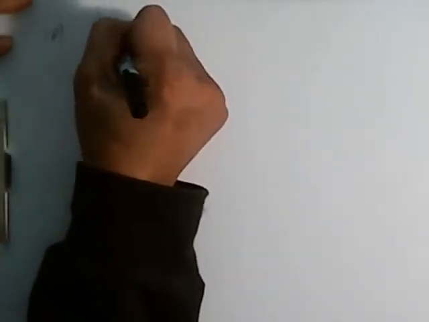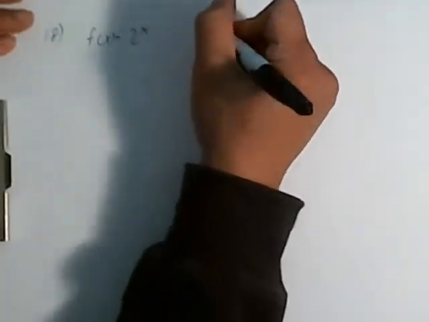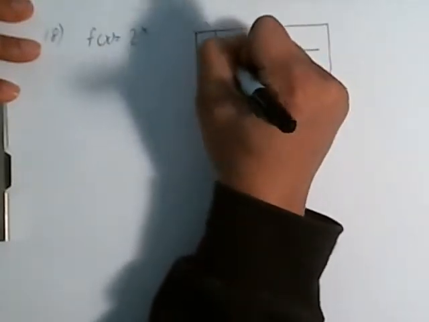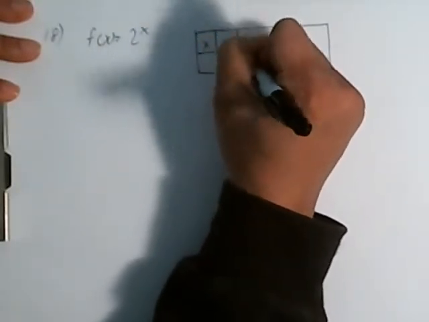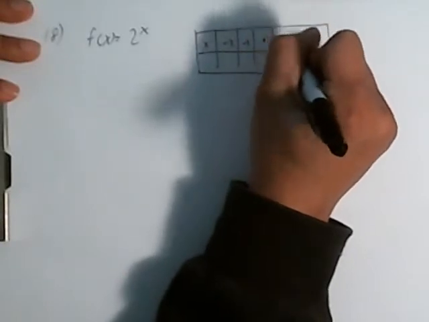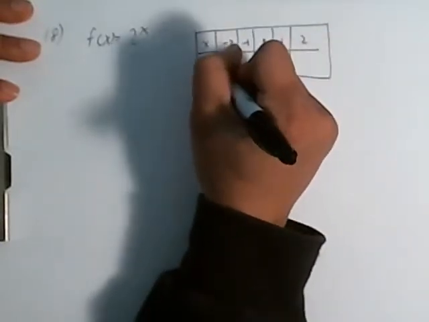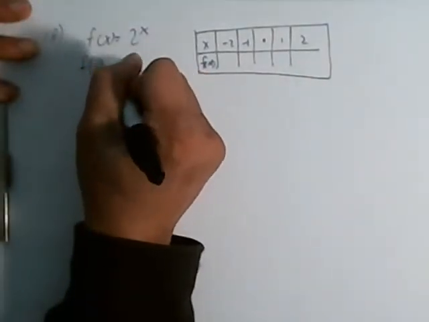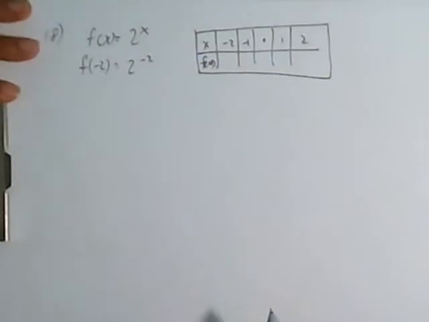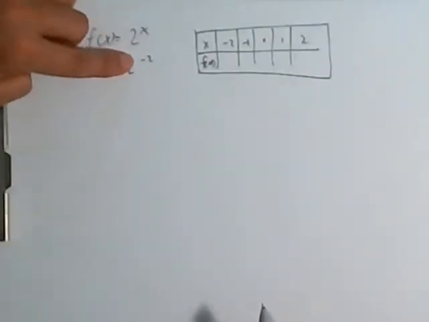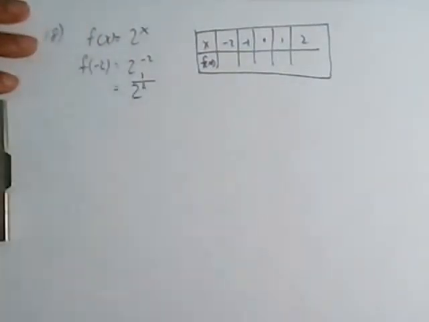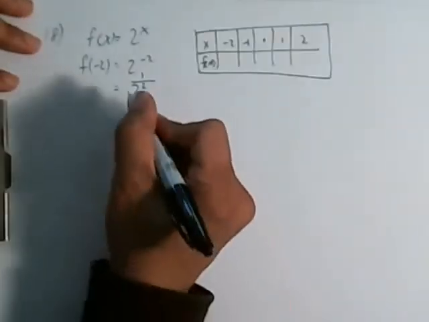Let f of x is equal to 2 to the x right over here. Complete the table. So here's the table. X: -2, -1, 0, 1, and 2. And here's f of x, and you want to figure out what that is. F of -2 is equal to 2 to the -2 power. Because of this negative, you do not bring it down to the front. That's the same thing as 1 over 2 to the second power, which is 1 over 4.